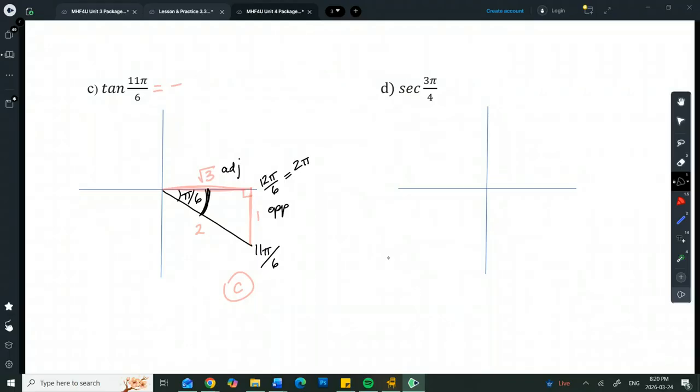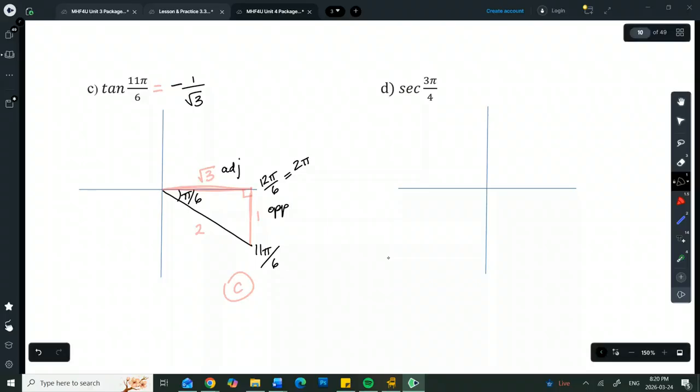Okay, remember I'm labeling based on this angle right here. So this is opposite, and this is adjacent to that angle. Okay, so opposite over adjacent, I'm going to get negative 1 over root 3. Now, if you plug this into your calculator, you're going to see that you get negative root 3 over 3. Those are actually the same decimal value. If you change those into decimal values, you'll see that they actually equal the same thing.